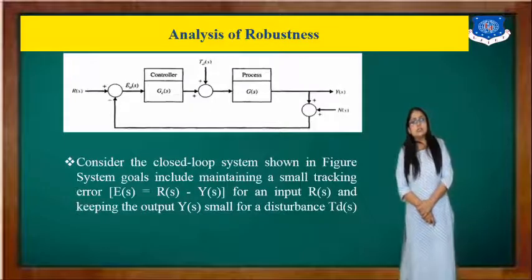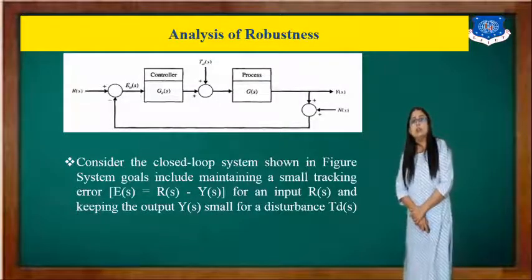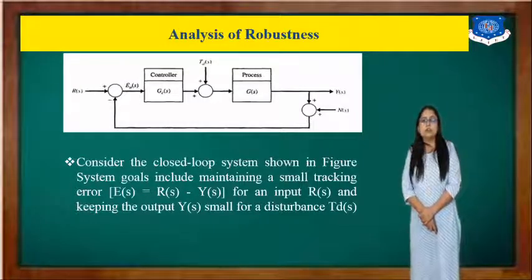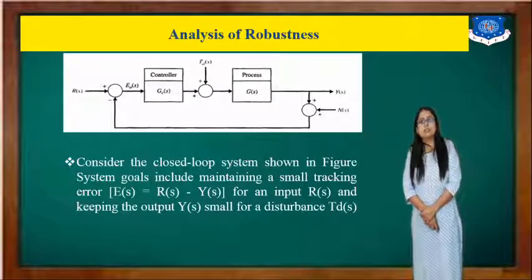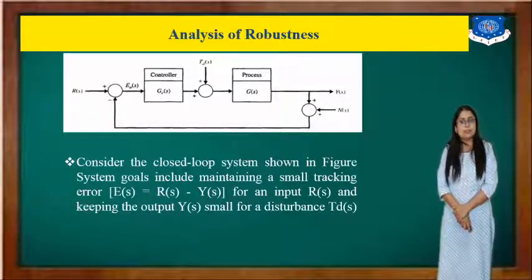Now, consider the closed loop system given in the figure. The system is required to maintain a small tracking error, E of s, that is equal to what? We know that it is R of s minus Y of s. And keep the output Y of s small for the disturbance, D of s.